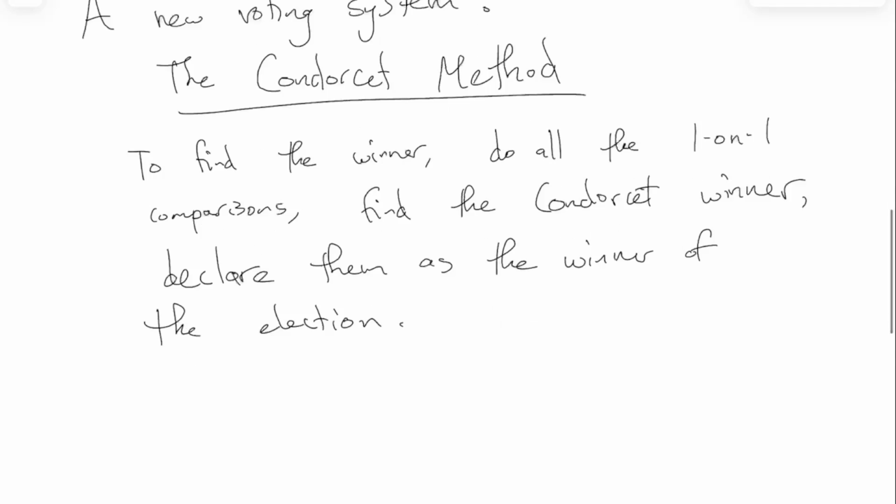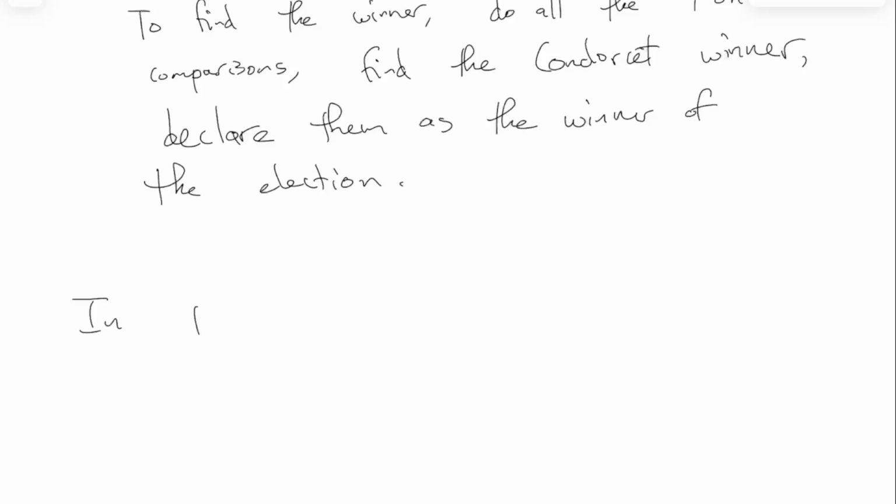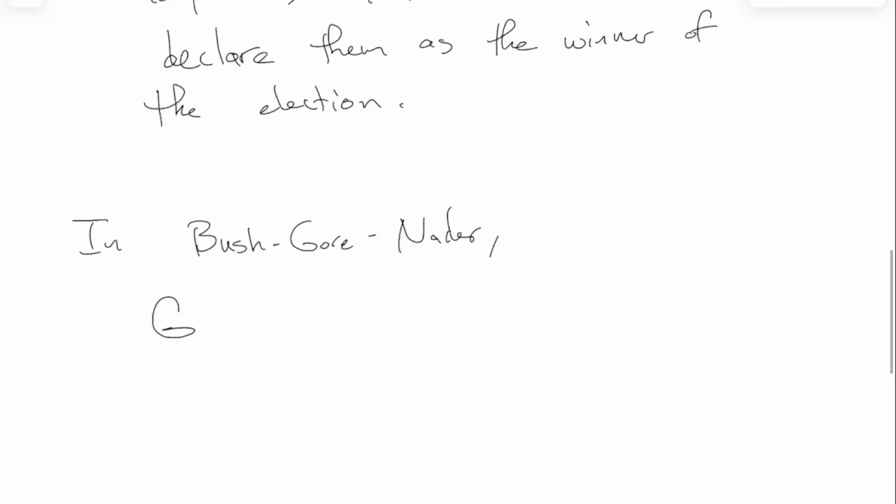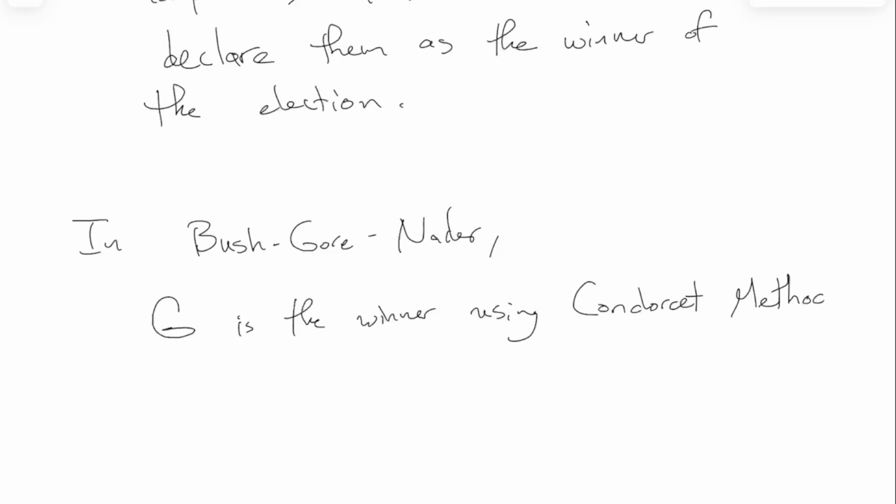So one thing that we can say already is in the Bush-Gore-Nader election, Gore is the winner using Condorcet's method, right? Because, we said this last time, and also what I did at the very beginning today. We do each of those comparisons. There were 3 comparisons in that case. And you can see that Gore wins every time when Gore is involved in one of those comparisons. And so Gore is the winner using the Condorcet method.